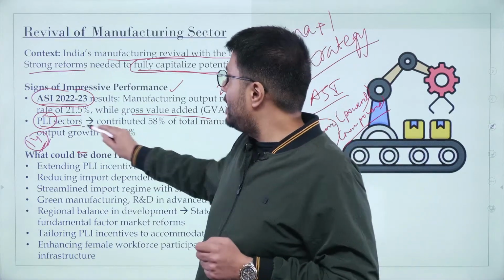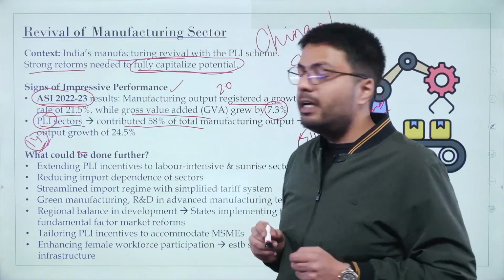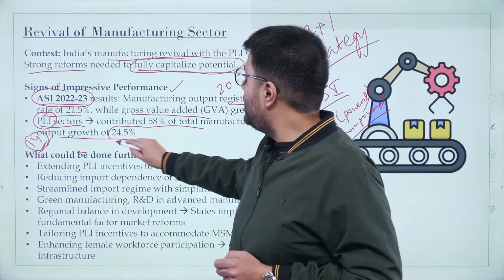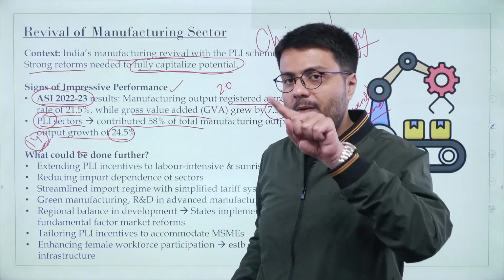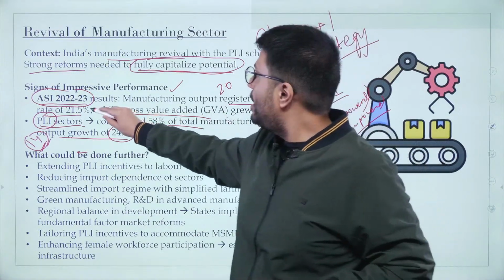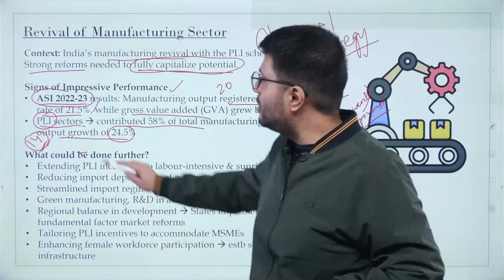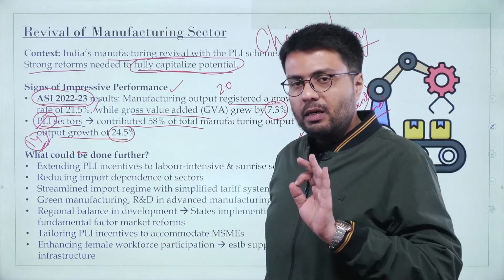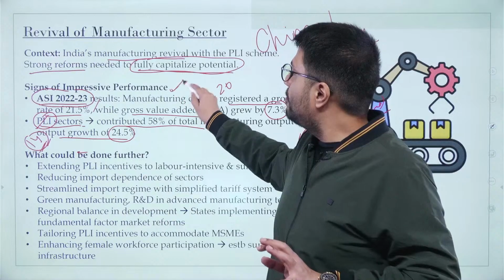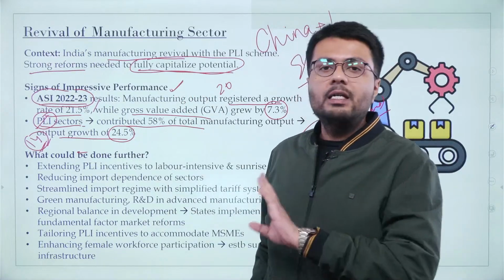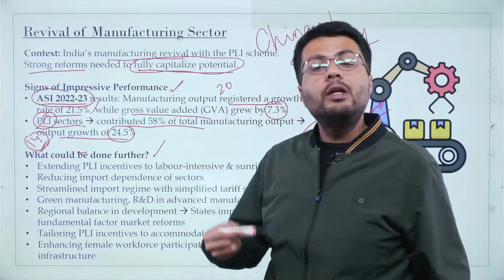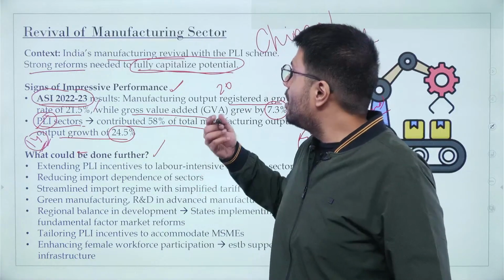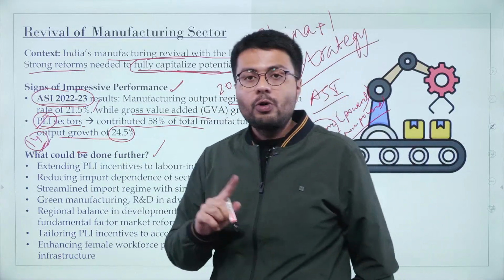Now, these PLI sectors have contributed 58% to India's total manufacturing output and have witnessed output growth of 24.5%. So, you can understand the manufacturing sector as a whole has grown by 21.5%, and even more than that has grown the PLI eligible companies. Now, this was the survey that says that India's performance has been impressive. But today's article also highlights what measures could further be taken by governments and policy makers in order to make India a manufacturing hub across the world.